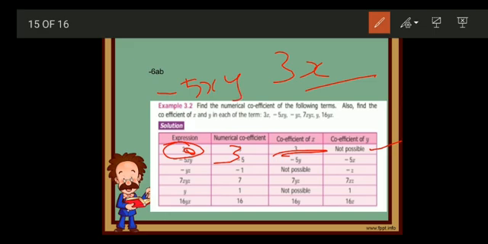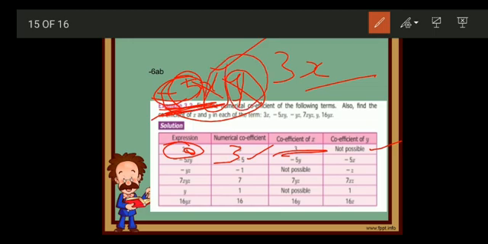Okay. See the second one, minus 5xy. Here what is the numerical coefficient? The number is minus 5. So minus 5 is the numerical coefficient. What will be the coefficient of x? You have to remove x. The remaining thing, the product of the remaining factors, is the coefficient of x. Right. What is the product of the remaining things? Minus 5y. So minus 5y is the coefficient of x. So what will be the coefficient of y? Leave y. What will be remaining? Minus 5x. So minus 5x is the coefficient of y.